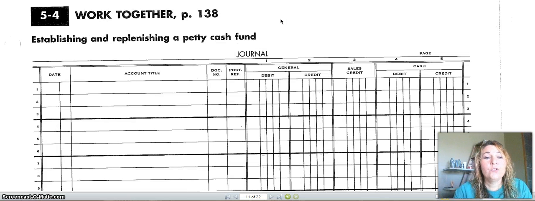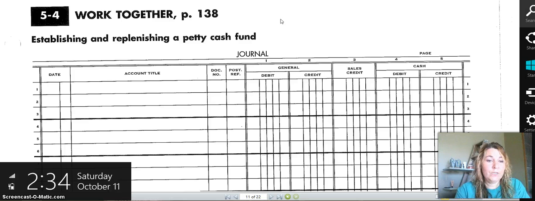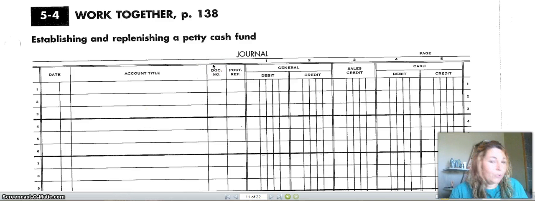Okay, here we are in your workbook for your work together. This is just going to be to establish and then to replenish your petty cash fund. In your book, I'm looking at page 138. The directions say, number 1, journalize the following transactions completed in July of the current year. You're going to use page 13 of your journal. The abbreviation for a check is C.